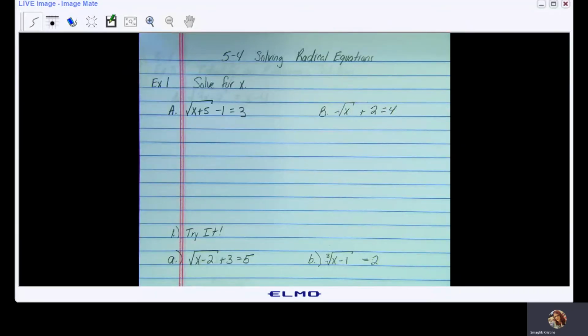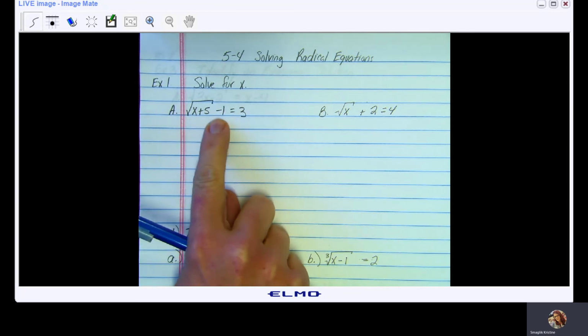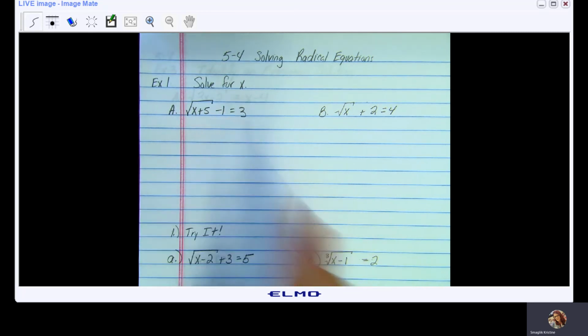Let's take a look at topic 5.4, solving radical equations, and this is example 1. We're going to solve for x. And again, we're going to continue to use our properties of equality like we always have when we are solving an equation. So my first step, remember you're trying to isolate x. So my first step here is I'm going to add the 1 to both sides.